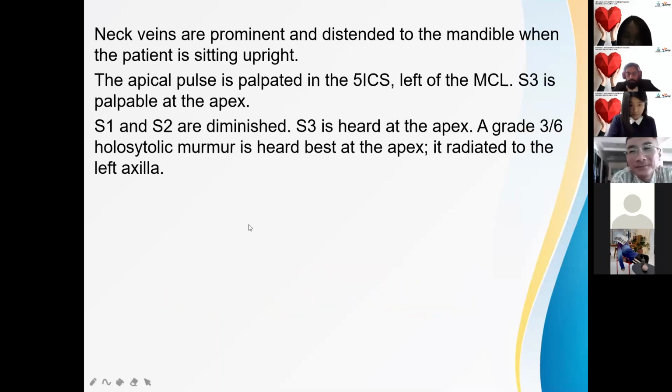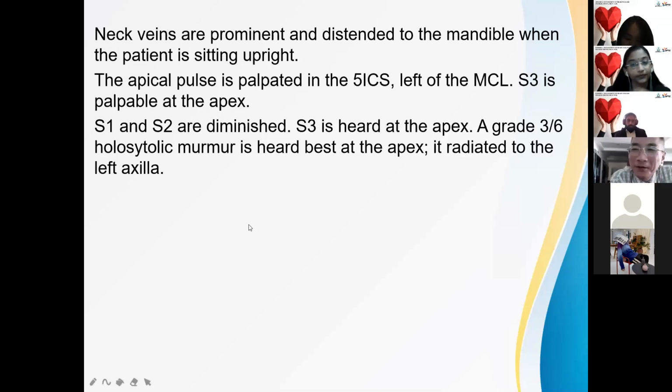Okay, next. Neck veins are prominent and distended to the mandible when the patient is sitting upright. The apical pulse is palpated in the fifth intercostal space, left of the mid-clavicular line, and S3 is palpable at the apex. S1 and S2 are diminished. S3 is heard at the apex. A grade 3/6 holosystolic murmur is heard, best at the apex. It radiated to the left axilla.